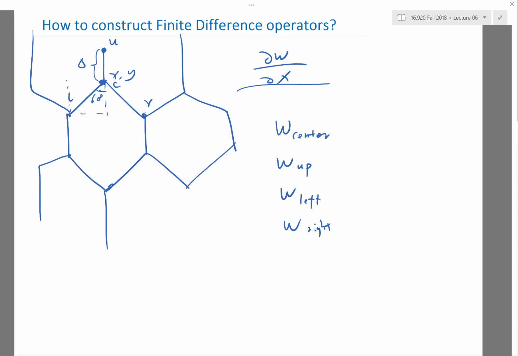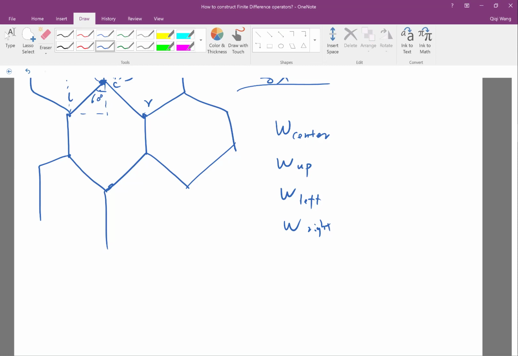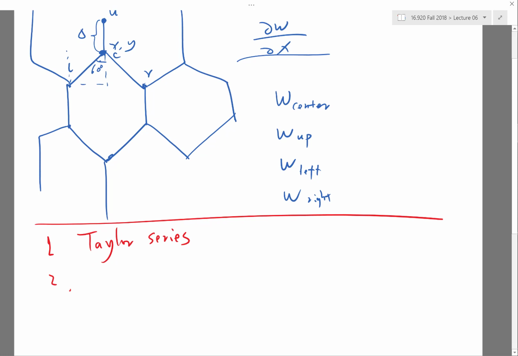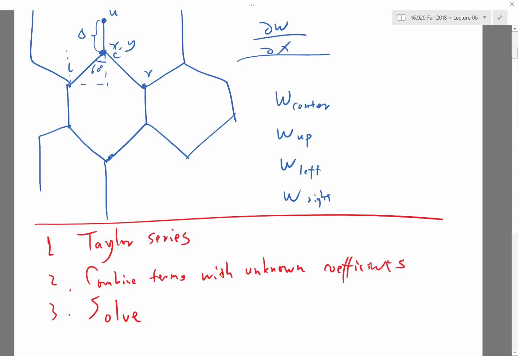Yeah, Taylor series. The idea is: one, we do Taylor series; two, we combine different terms with unknown coefficients; and three, we solve for these unknown coefficients by trying to cancel as many terms as we can, trying to get the highest order scheme we can.